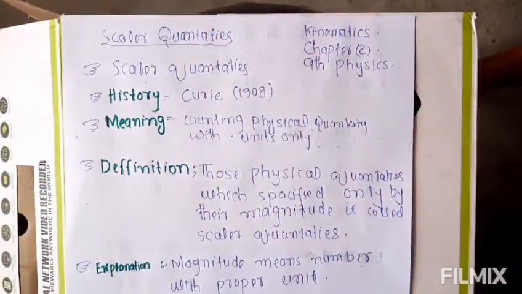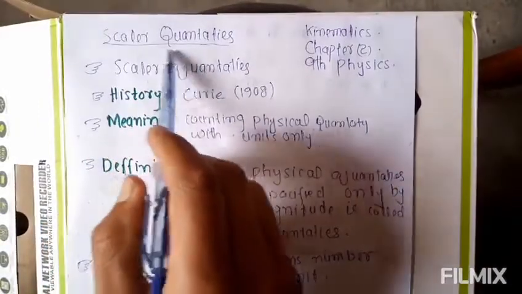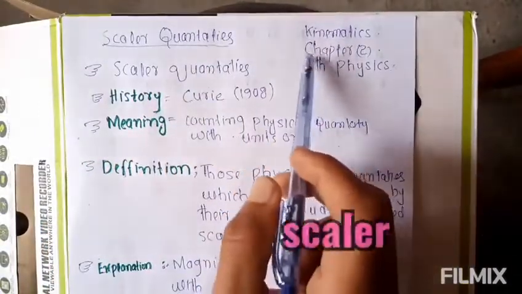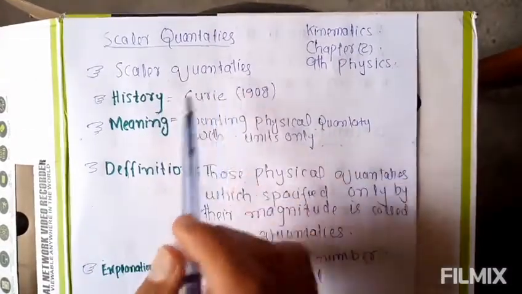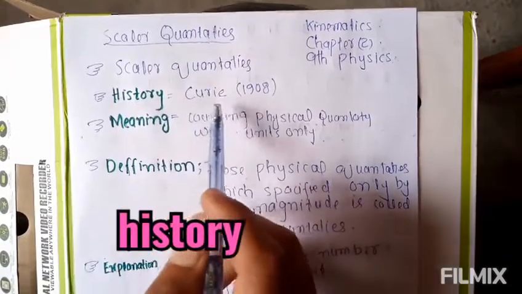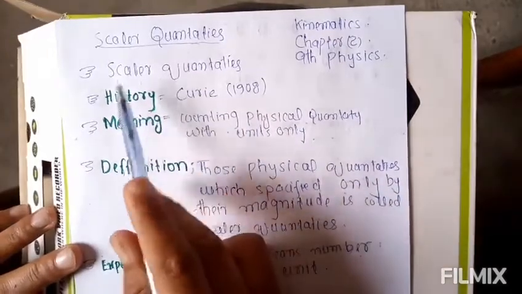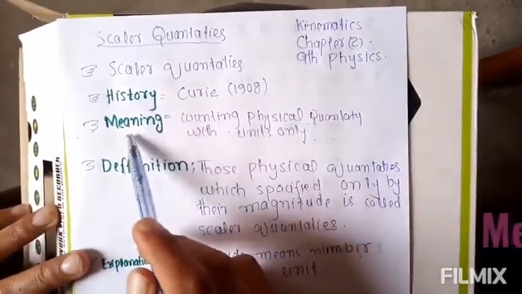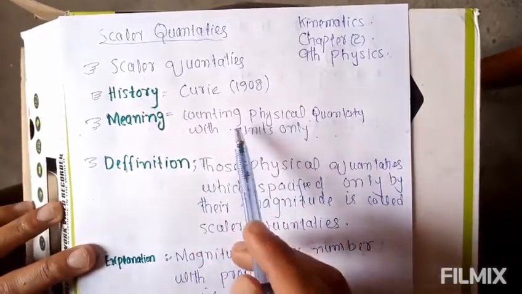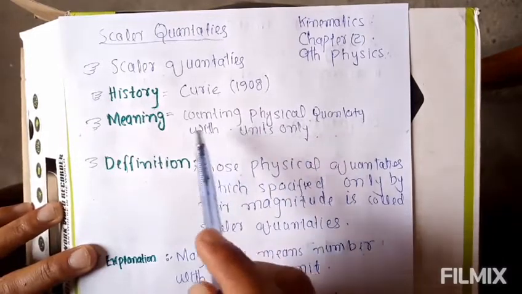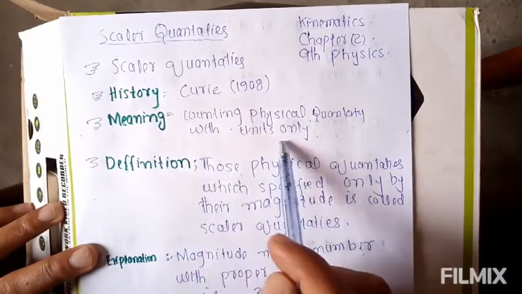Today I will explain what scalar quantity and vector quantity are. Class 9 physics, chapter 2, kinematics. So what is scalar quantity? Historical background: Curie in 1908 gave the idea of scalar quantity. Now the meaning: a scalar quantity means counting a physical quantity with units only. We count only the magnitude.